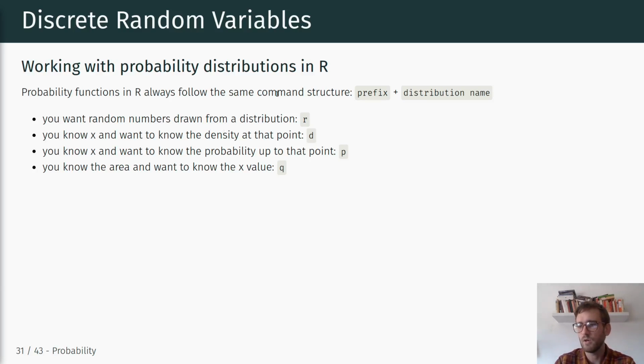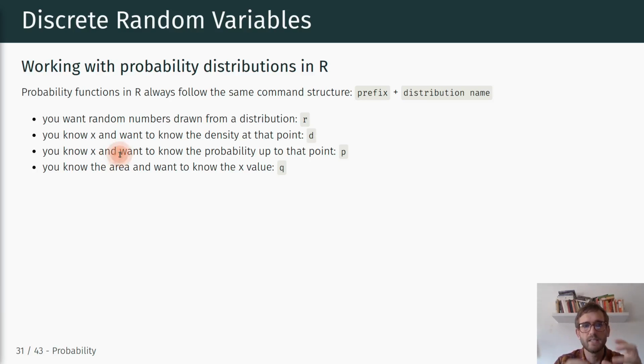If you want to draw random numbers from that distribution, the prefix is just r, right? So for example, if you want to take random draws from a binomial distribution, the command for that would be rbinom, right? If you know your x value and you want to know the density at that point, so that's basically looking up the value of the probability density function or the probability mass function, then the prefix is d and the distribution name, right? So dbinom, for example.